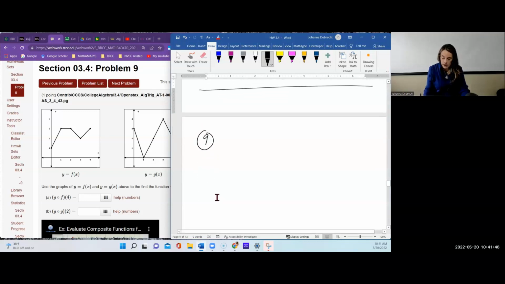In problem number 9, what we're looking at is evaluating this particular graph and the value of g of f of 4. Again, that doesn't mean multiply it by 4. That means you have g on the outside. And what you're doing is you're putting f of 4 in place of it.